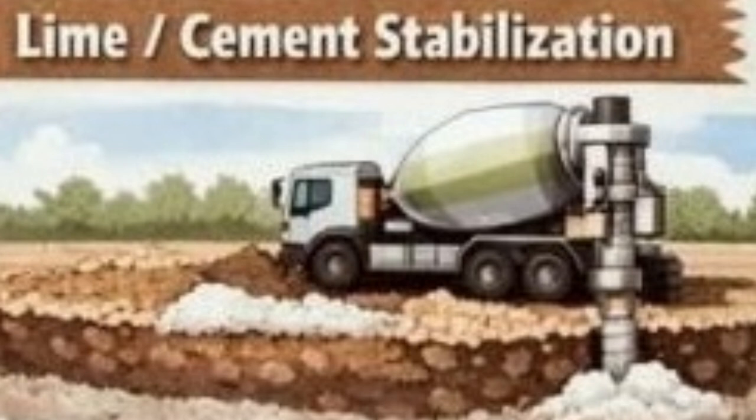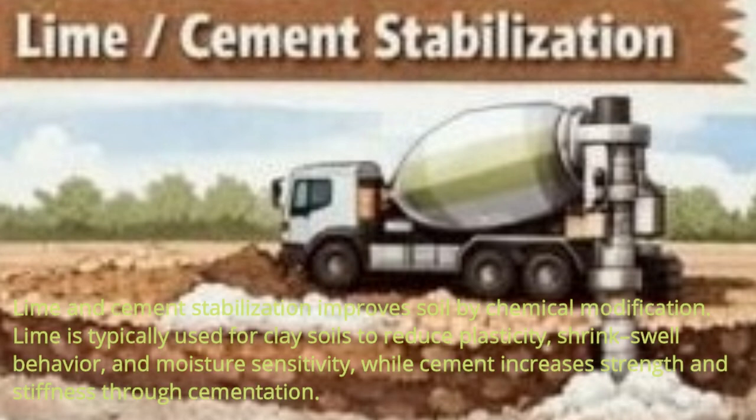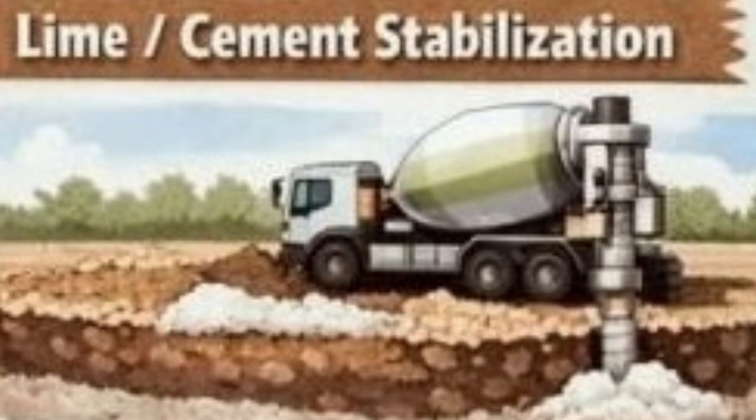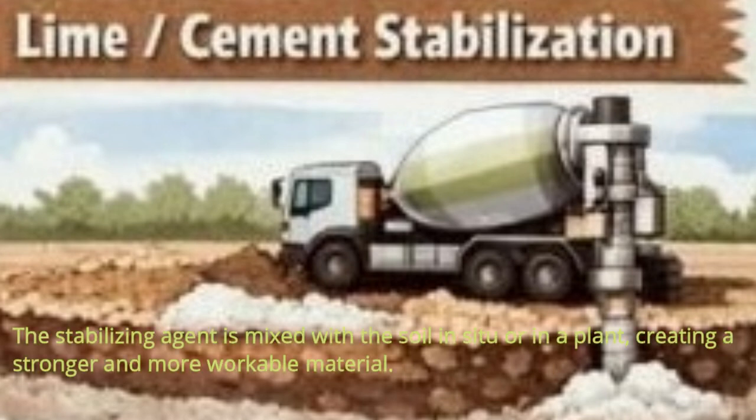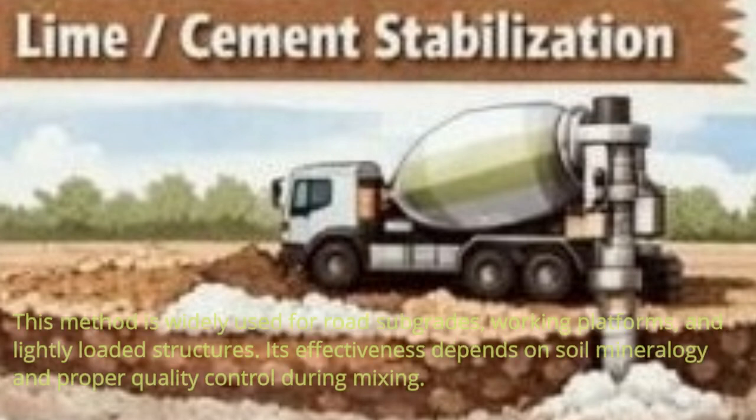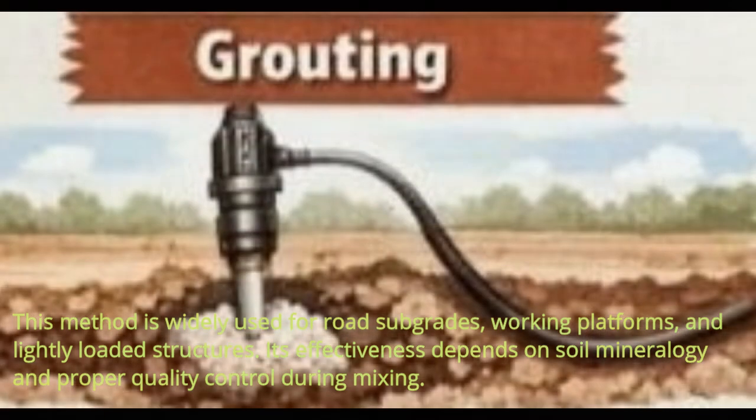Lime and cement stabilization improves soil by chemical modification. Lime is typically used for clay soils to reduce plasticity, shrink-swell behavior, and moisture sensitivity, while cement increases strength and stiffness through cementation. The stabilizing agent is mixed with the soil in situ or in a plant, creating a stronger and more workable material. This method is widely used for road subgrades, working platforms, and lightly loaded structures. Its effectiveness depends on soil mineralogy and proper quality control during mixing.